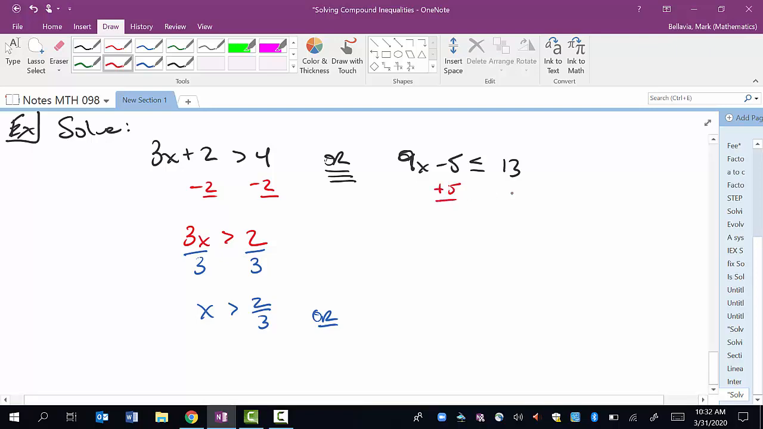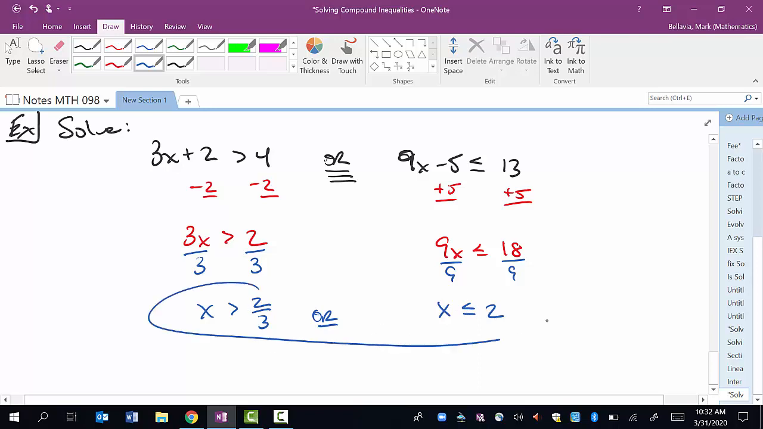Or, solving this one, we'll add 5 to each side. We got 9x is less than or equal to 13 plus 5, which is 18. And then again, we divide by the coefficient here of 9 on each side. So we have x is less than or equal to 2. So we have an OR problem: x is greater than 2/3, or x is less than or equal to 2.